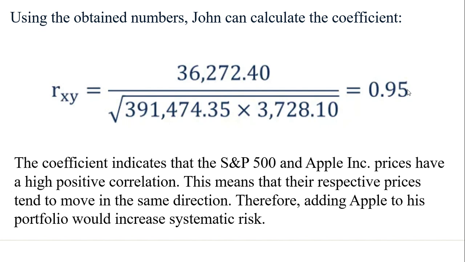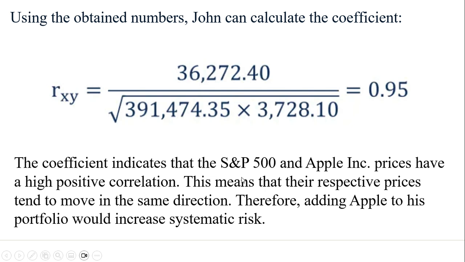And I'm sure with what we've been able to see from when we started, 0.95 is telling you that thing is what? Also, it's close to 1, which is what? Positively strong. The relationship is strongly positive. That's the correlation. So the coefficient indicates that the S&P 500 and Apple price have a positive correlation.